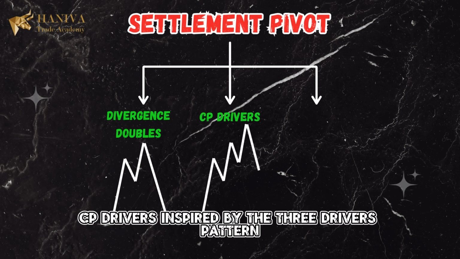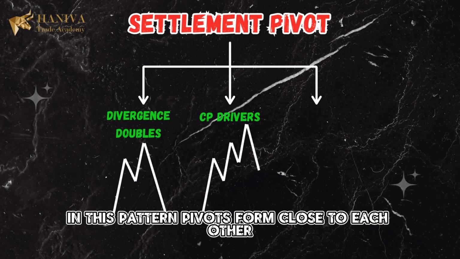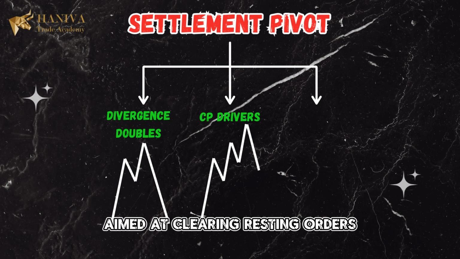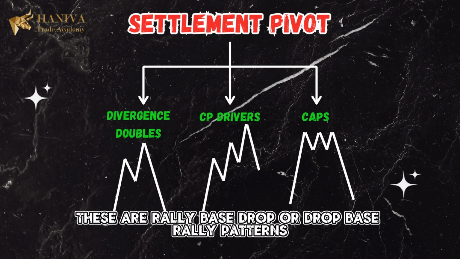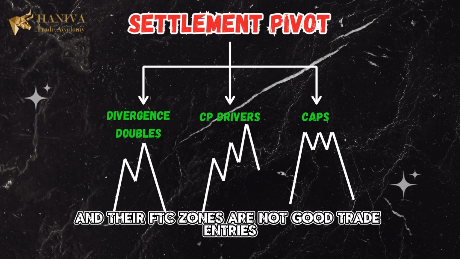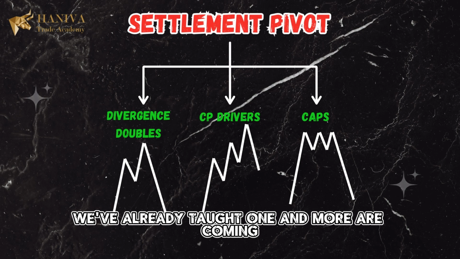CP drivers. Inspired by the 3 drivers pattern, but with differences we'll explain in upcoming videos. In this pattern, pivots form close to each other near classic levels as part of a price settlement process aimed at clearing resting orders. Caps. These are rally-based drop or drop-based rally patterns. These bases are formed for settlement, and their FTC zones are not good trade entries. However, there are specific base trading strategies. We've already taught one, and more are coming.